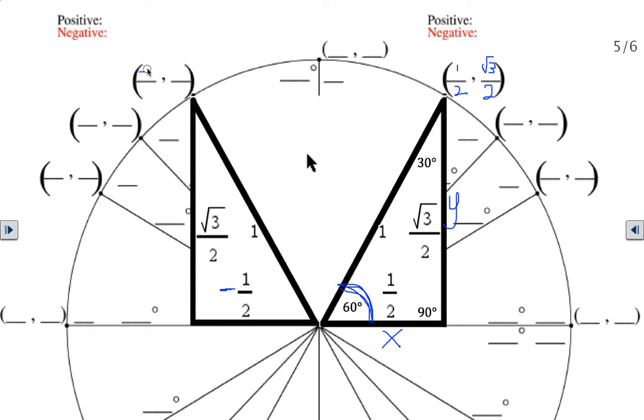So now I have a negative 1/2, and I have the square root of 3 over 2. And then the ones down here, same thing, all the way down here. You guys can fill those out as well.